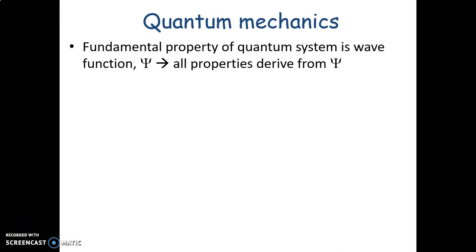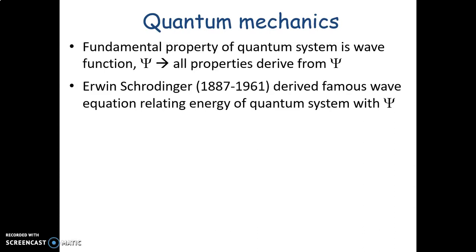Okay, this is a review video for quantum numbers. Kind of should put it all together with maybe a couple of details that you might have missed before. Anyways, quantum numbers come from quantum mechanics, and quantum mechanics tells us that the fundamental property of any quantum system is the wave function. It's got this funny Greek symbol psi.